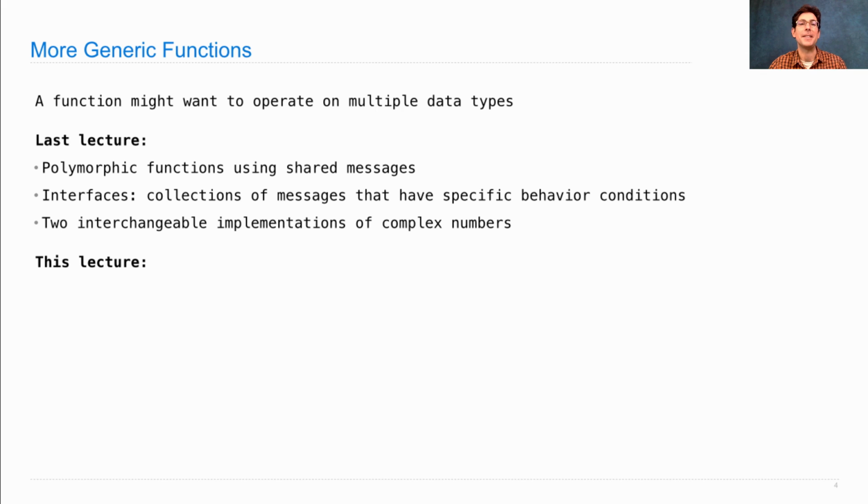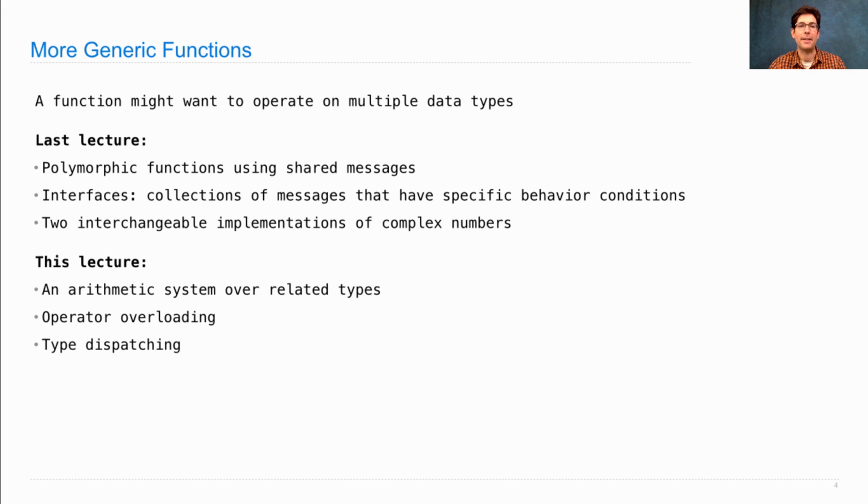We're now going to build on top of it. In this lecture, we'll continue with our example of building a number system. But we're going to be able to combine related types that don't share an interface. We're going to learn about operator overloading so that we can actually use the plus symbol instead of a name like add. We're going to talk about a method for relating types together called type dispatching, which allows us to create generic functions of multiple arguments. And we'll also talk about a clever technique called type coercion.